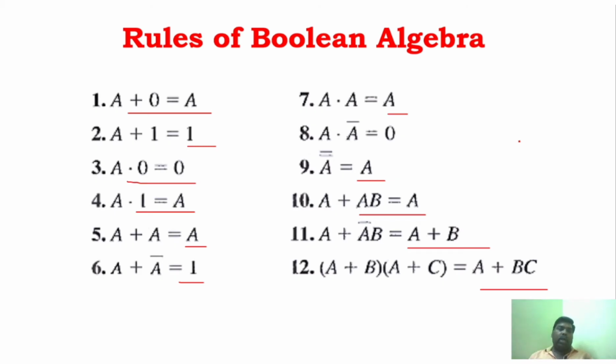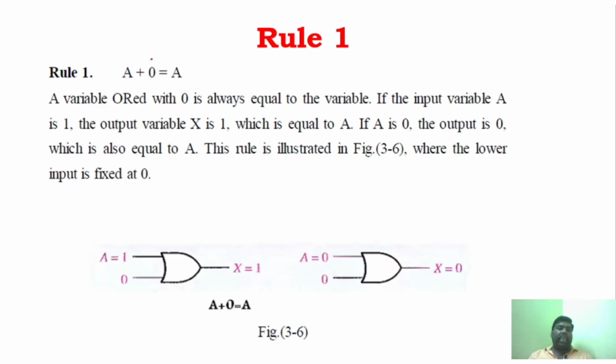Now we'll see how to show the proof of each and every rule. First thing is A plus 0 is equal to A. That is, if A is a variable and you add 0 to it, that will be equivalent to that variable. That is this rule. So A plus 0: if you add 0 to a variable, that will be equivalent to A. So how will you prove that?